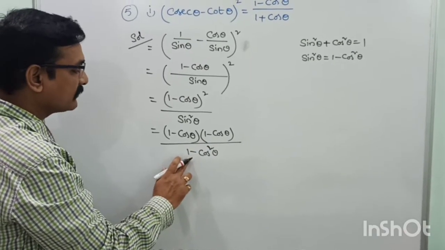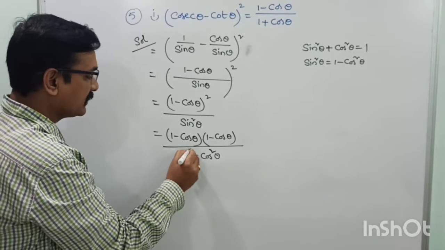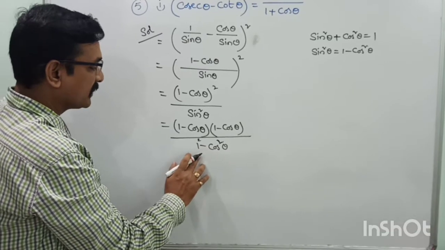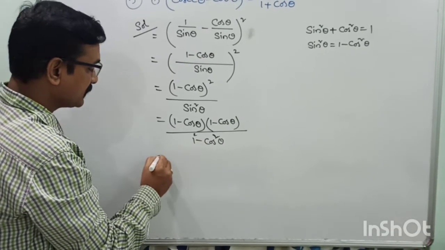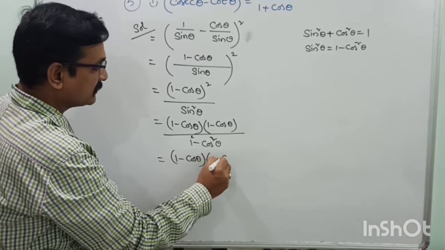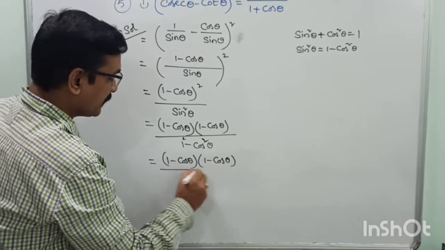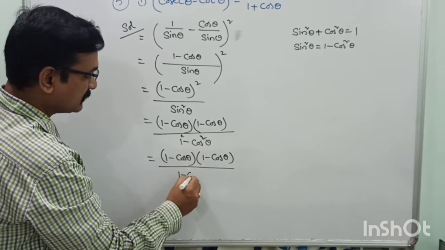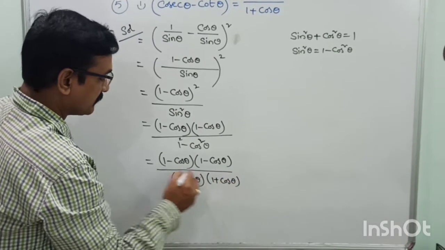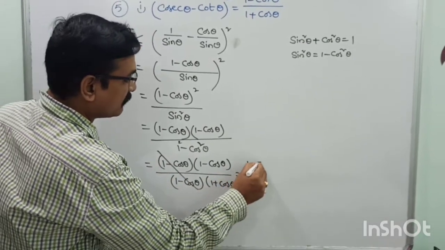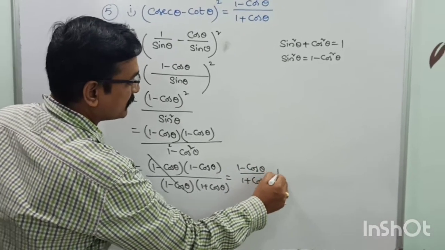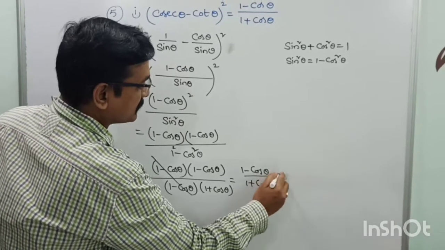Now it is in the form of a square minus b square. So 1 square or 1, we get the same thing. So a square minus b square we can write as (a plus b) into (a minus b). So (1 minus cos theta) into (1 minus cos theta) by, a square minus b square is (1 minus cos theta) into (1 plus cos theta). Now these both get cancelled. 1 minus cos theta by 1 plus cos theta. This is equal to RHS.